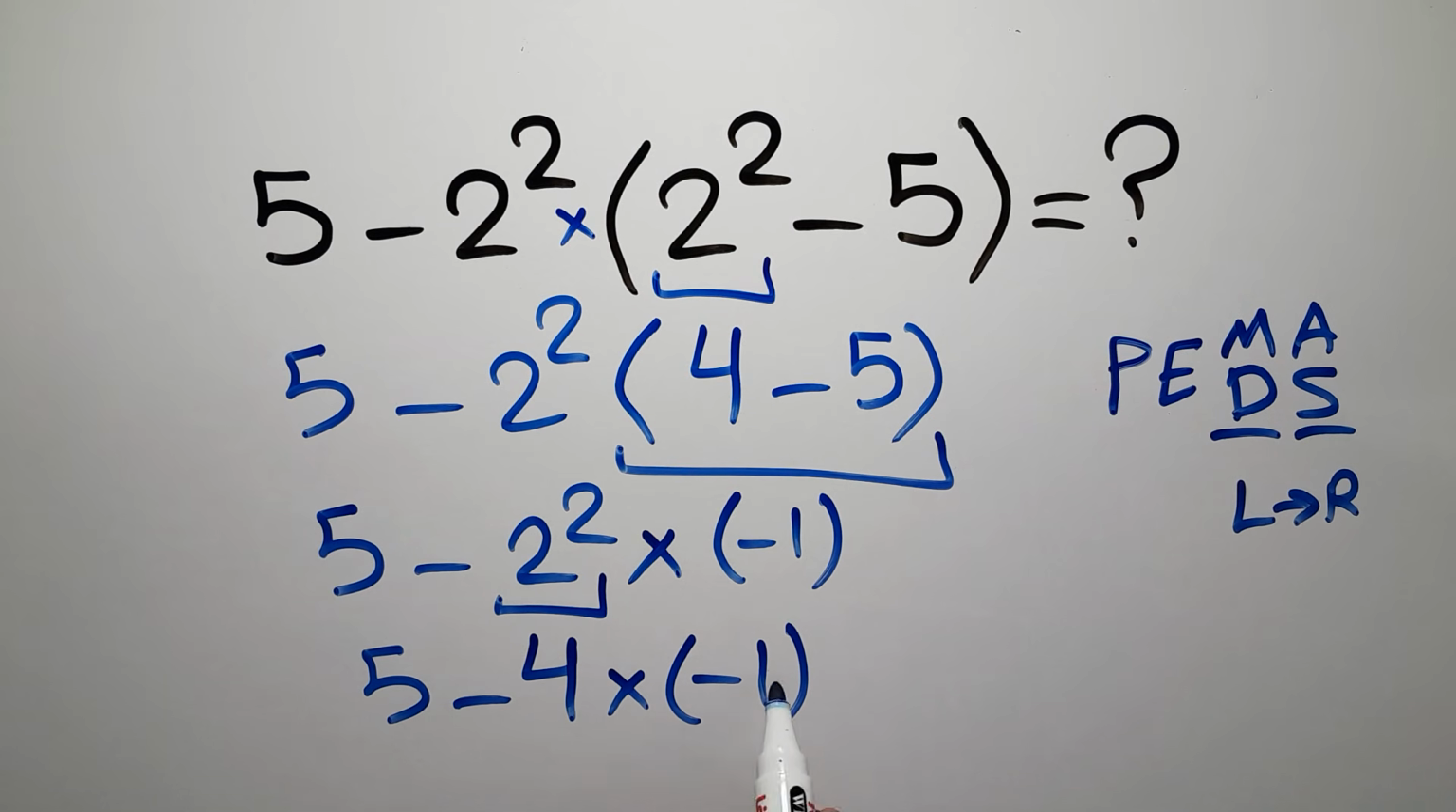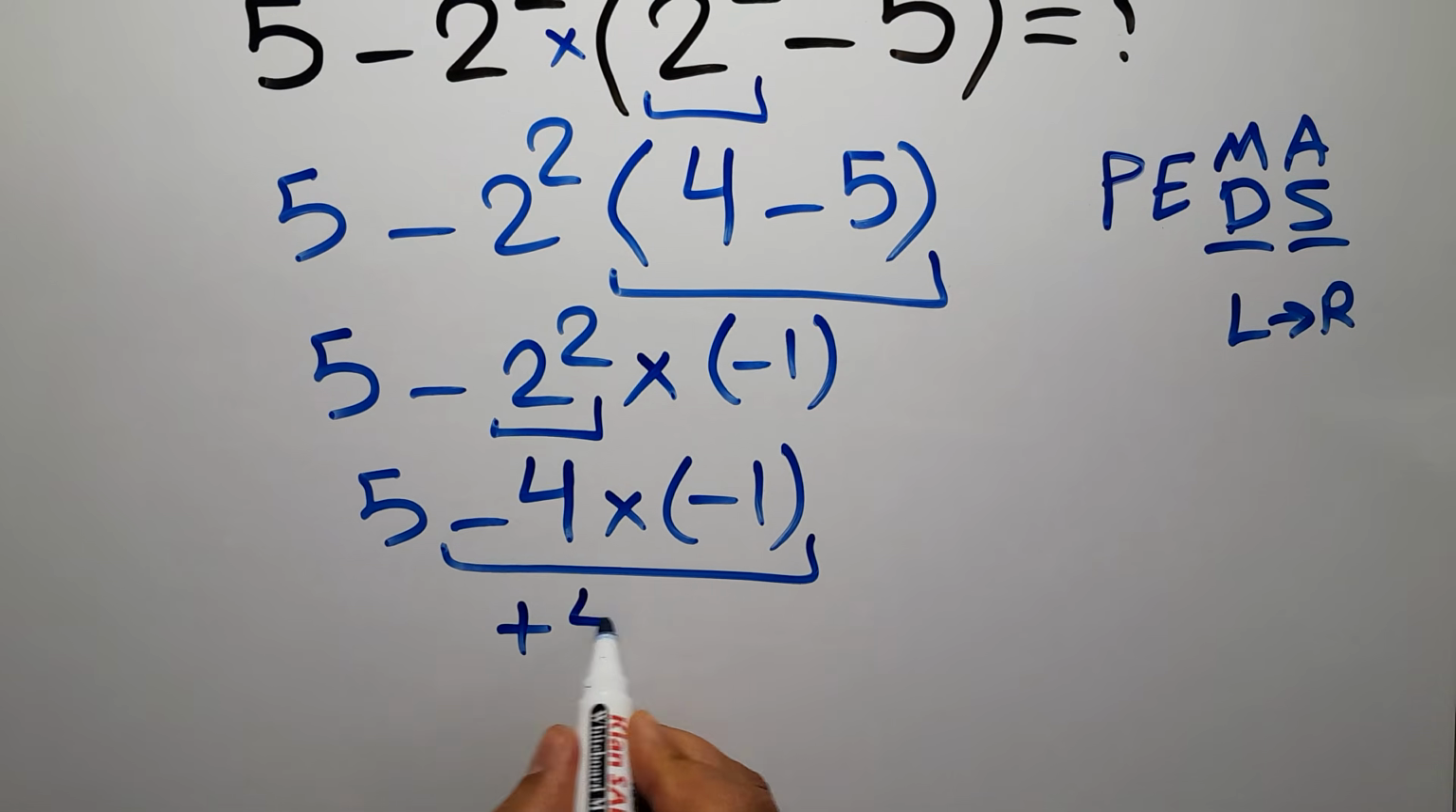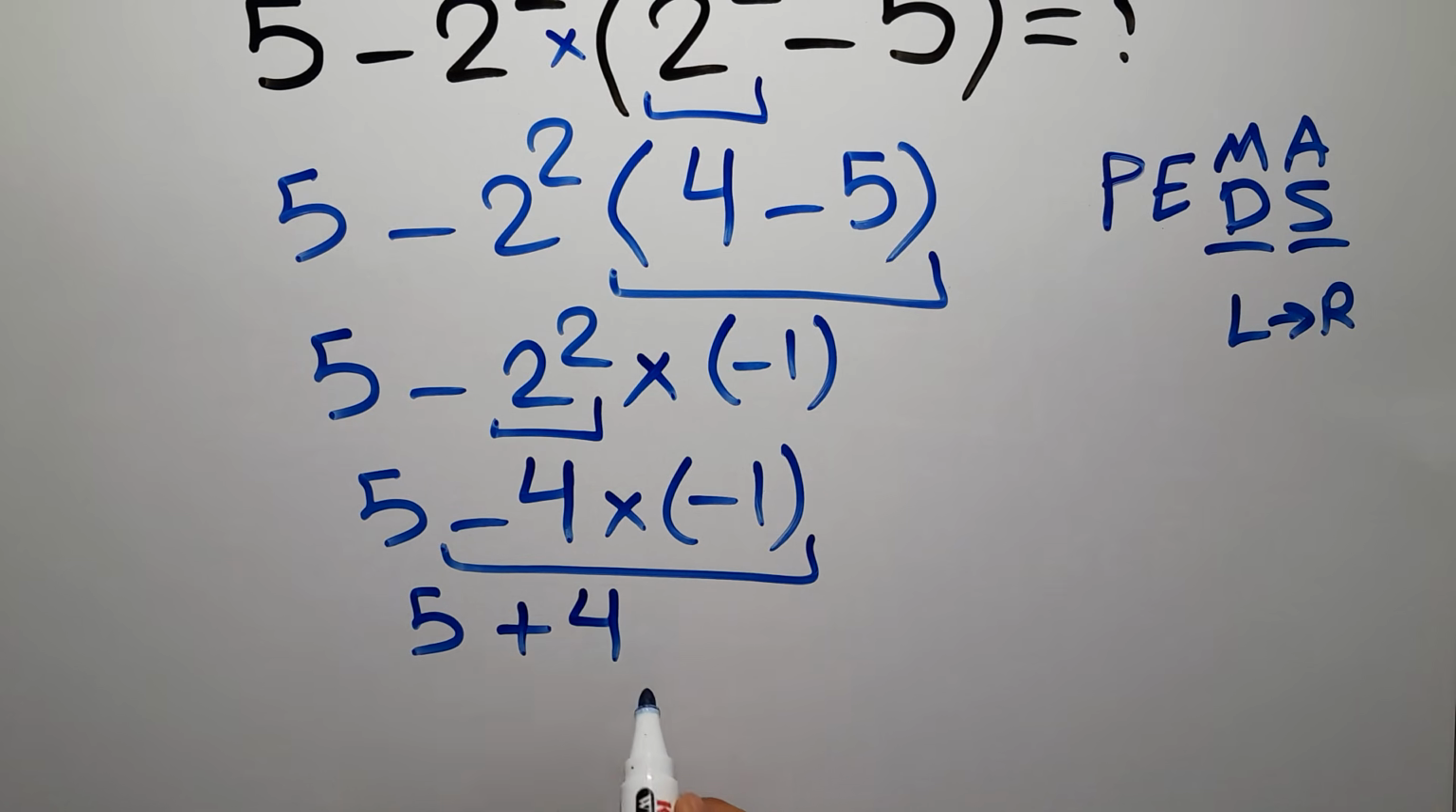Minus 4 times minus 1, which equals positive 4. And 5 plus 4 gives us 9. And this is our final answer to this problem.